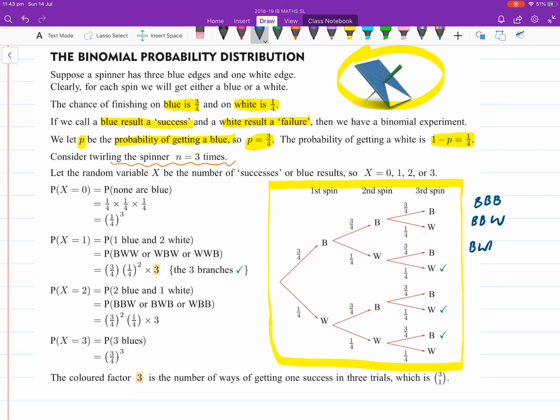Yeah, blue, white, blue, blue, white, white, white, blue, blue, white, blue, white, white, white, blue, white, white, white.